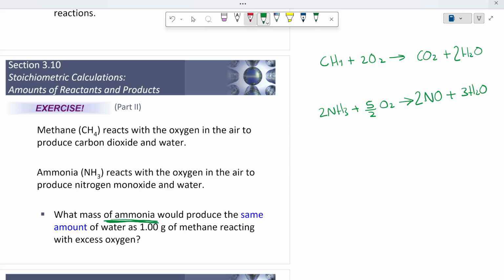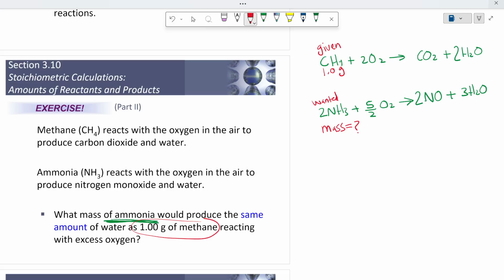Here is ammonia. So the question asked me to determine the mass of ammonia. So ammonia is the wanted material, that would produce the same amount of water as 1 gram of methane reacting with excess oxygen. 1 gram of methane, 1 gram of CH4. So methane is given here. From the question, we have the mass of methane. This is given. The stoichiometry principle told us to write the mole ratio between given and wanted.